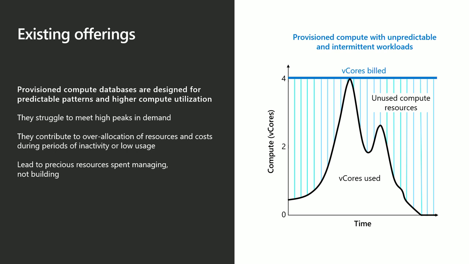So if you compare with existing offerings in this chart, you can see, let's say you provisioned a 16-core general purpose instance of Azure SQL, and you're not using all the 16 cores continuously, you are still billed for unused compute resources. So in a lot of cases this may not be desirable because you don't want to pay when you're not using it, and if it's an intermittent workload, it'll turn out to be expensive.